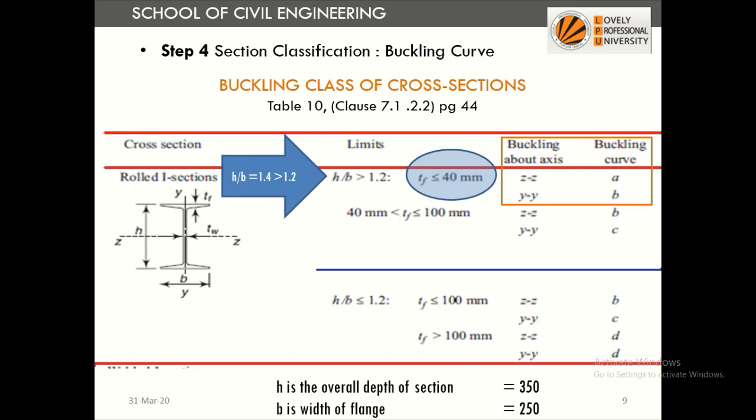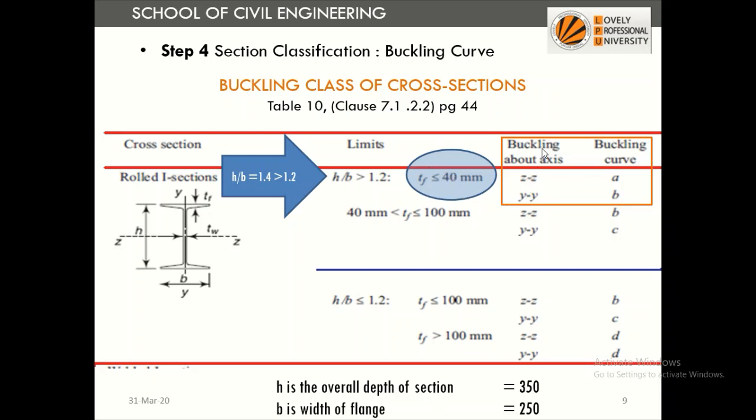Now we come to the buckling class of the cross section. First thing we have to check is the ratio of h by b. What is h? h is the total height, and what is b? b is the width of the flange. So simply divide the height of the section by the width of the flange. If it is greater than 1.2, we'll use this, and if it is less than 1.2, we'll use this. In our case, h is 350 and b is 250. When we solve it, we get h by b as 1.4, which is greater than 1.2, and the thickness of the flange is also less than 40 millimeters.